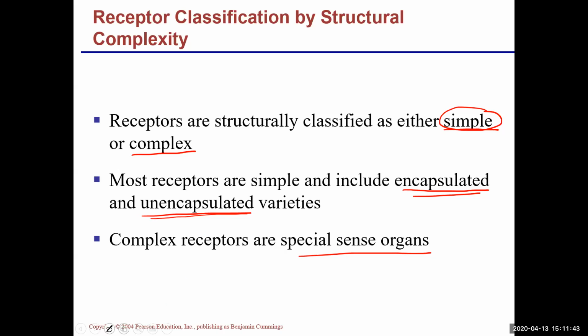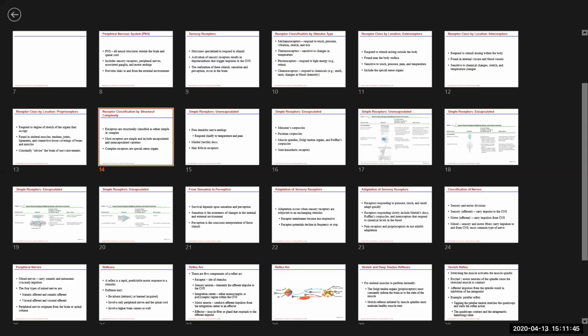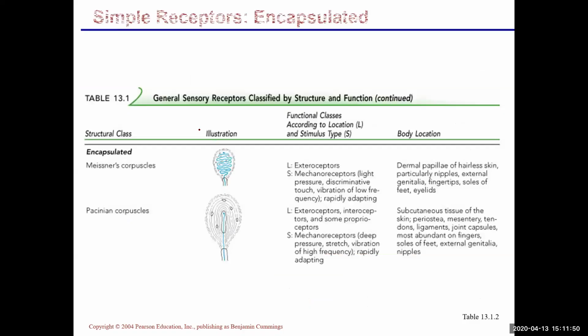Let's take a look to see if we can see it a little bit better. Here is a good example of encapsulated receptors. Here's the Meissner corpuscle, here's the Pacinian corpuscle. These two types, you probably recall from the anatomy under the skin. They are mostly in the dermal area, the dermis. If you remember, you have epidermis, dermis, and hypodermis. These are in the dermis area.